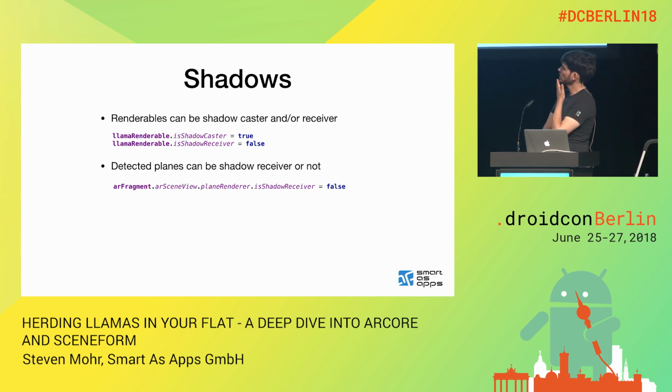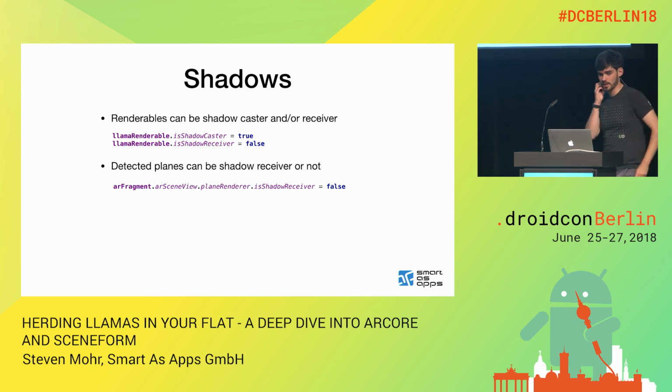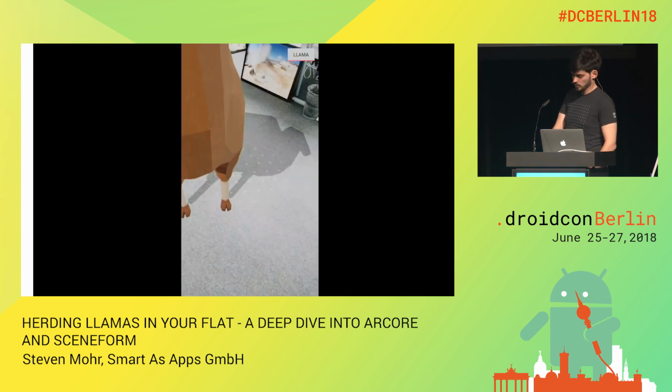And you can also say, okay, when we detect planes like the floor, should there be shadows cast on these planes too? That's pretty nice, because that's what you would expect, be it a tabletop or the floor, objects should cast shadows on that. So yeah, you usually want to enable this, but then you have a little problem.